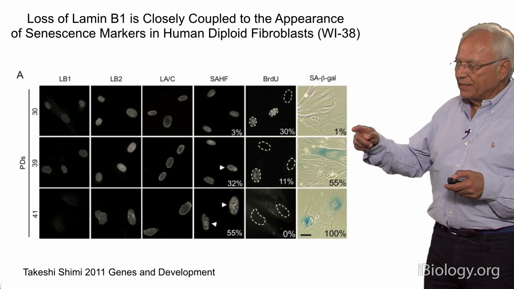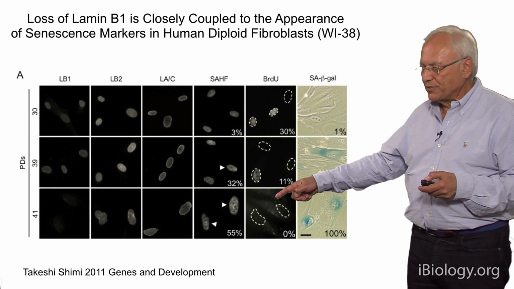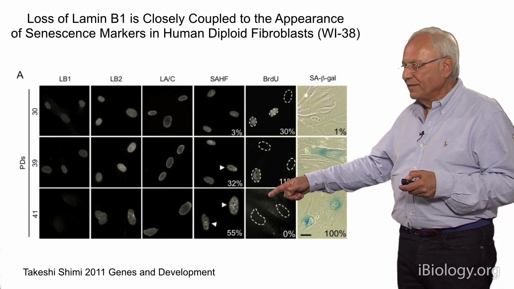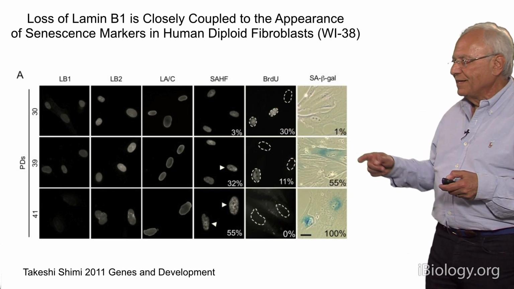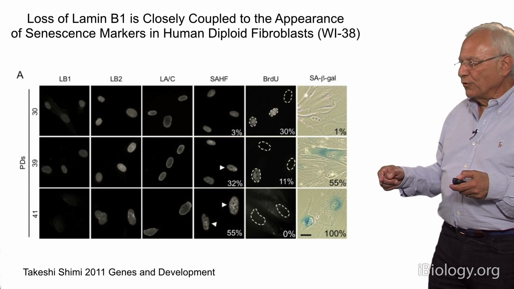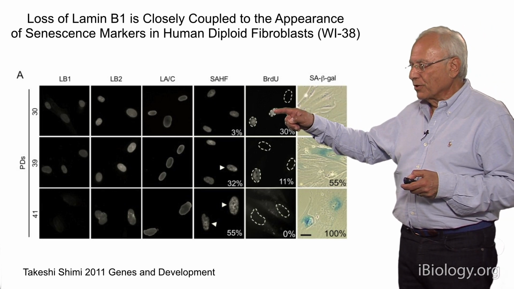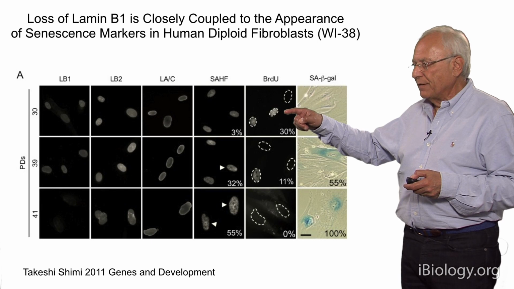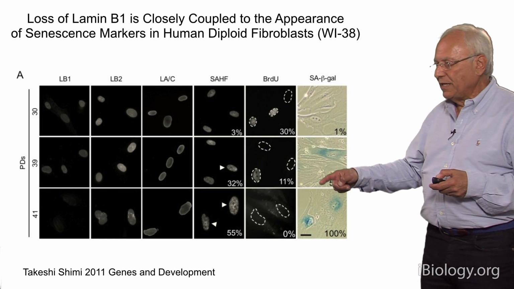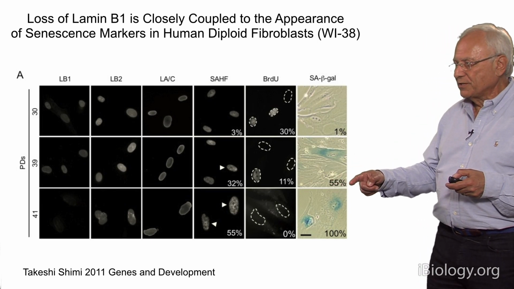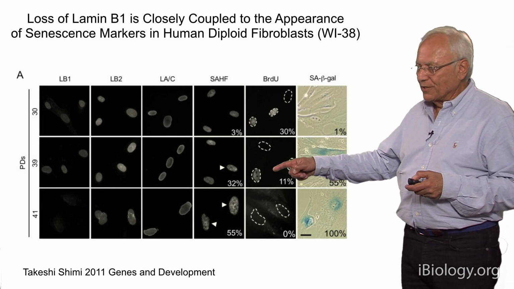So here we have, beginning at passage 30, and then we look at passage 39, and then population doubling, I should say, 41. And you can see that the nuclei as we move across change in different ways. For instance, at passage 30, the lamins look quite normal. Lamin B1, lamin B2, lamin A/C have their normal distribution. But by passage 39 and 41, we begin to see a loss in lamin B1. And by 41, you can see almost complete loss of lamin B1.